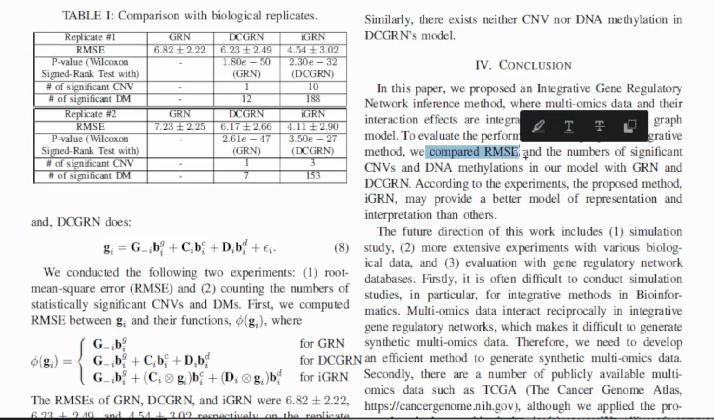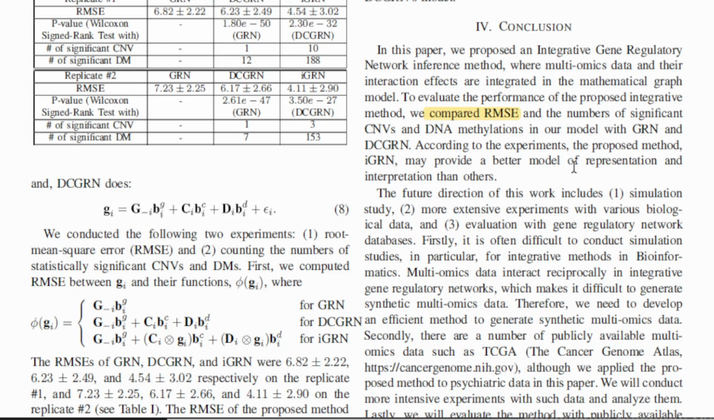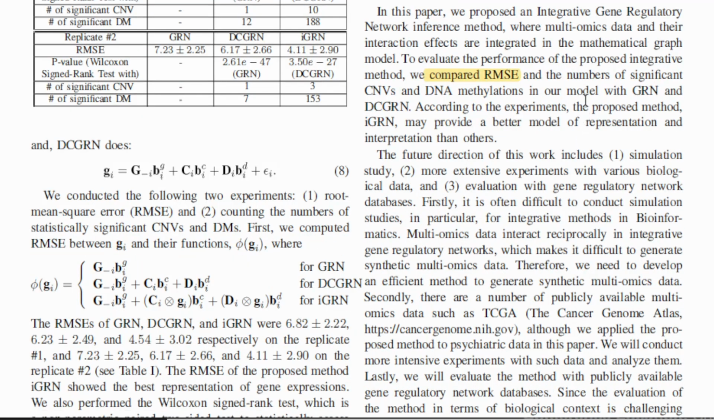According to the experiments, the proposed method, iGRN, may provide a better model of representation and interpretation than others. The future directions of this work include 1. Simulation study, 2. More extensive experiments with various biological data, and 3. Evaluation with gene regulatory network databases.